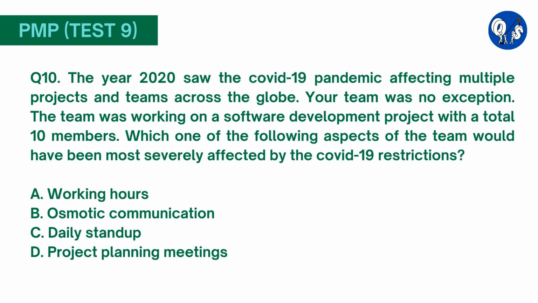The year 2020 saw the COVID-19 pandemic affecting multiple projects and teams across the globe. Your team was no exception. The team was working on a software development project with a total of 10 members. Which of the following aspects of the team would have been most severely affected by the COVID-19 restrictions? A. Working hours, B. Osmotic communication, C. Daily stand-up, D. Project planning meetings. Here, option B is correct.